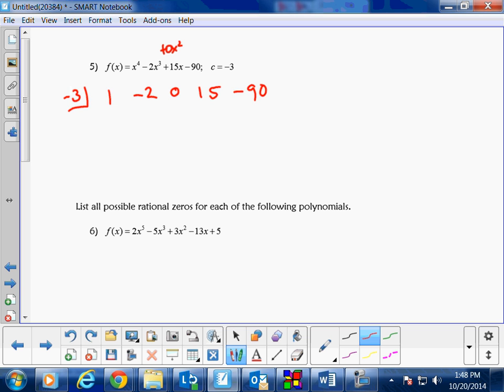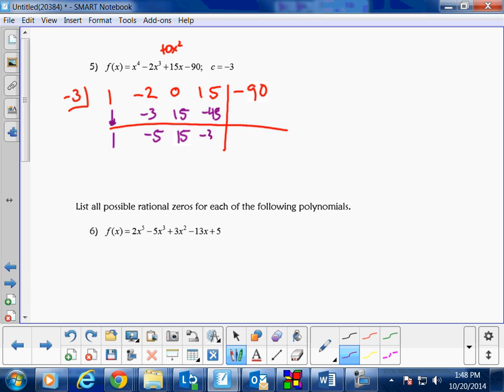So let's go ahead and now put this here, and try our process. Alright, here you go. Start with 1. Negative 3 times 1 is negative 3. Negative 5. Negative 5, 15. 15. Negative 3 times 15 is negative 45.